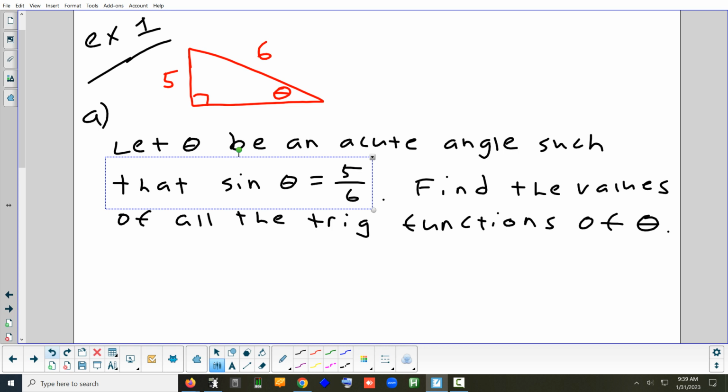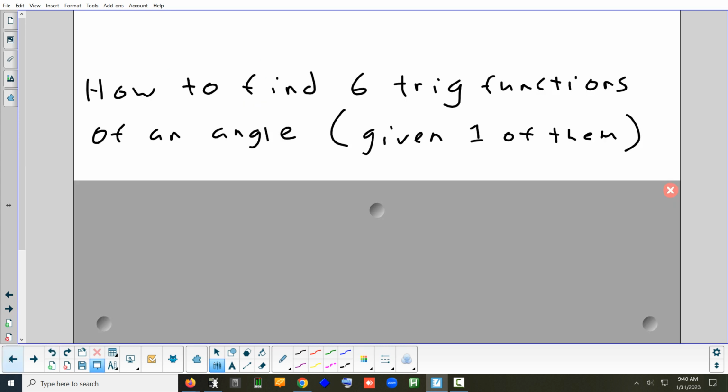By telling you sine of theta equals 5/6, that's basically what I've told you. But the problem is, to do the other trig functions, you're going to need this side. How are you going to get the bottom side if you know the other two? Yep, we can use the Pythagorean theorem. So that's what I'm going to write down right now.